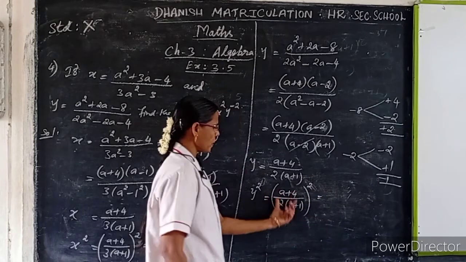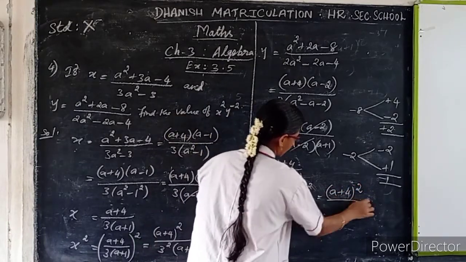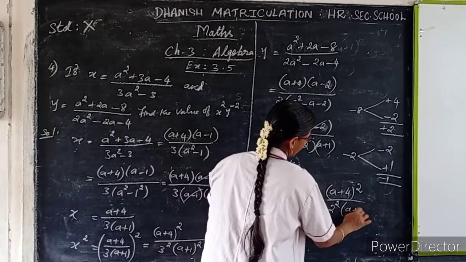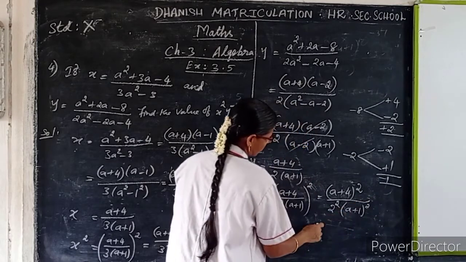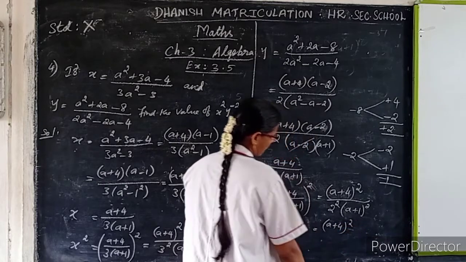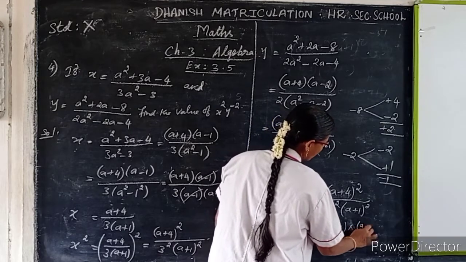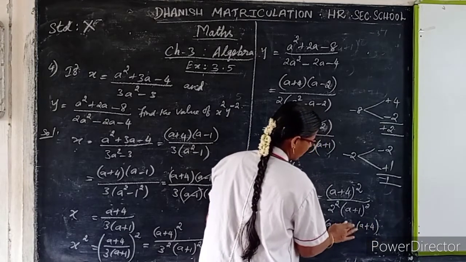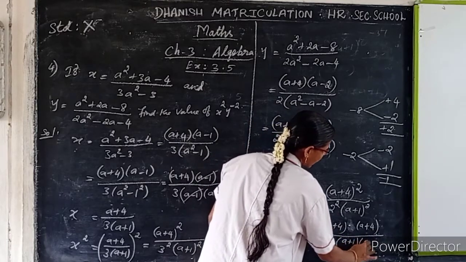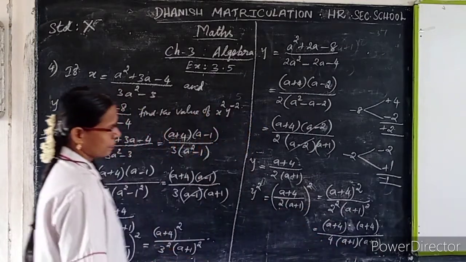Square is common for numerator and denominator. Numerator is (a plus 4) the whole square. Denominator is 2 square into (a plus 1) the whole square. (a plus 4) whole square can be written as (a plus 4) into (a plus 4), divided by 2 square, which is 4, into (a plus 1) into (a plus 1), because (a plus 1) whole square means we can write like this.